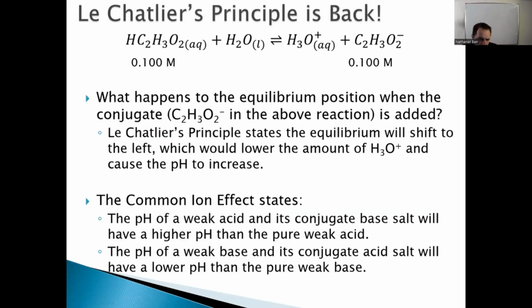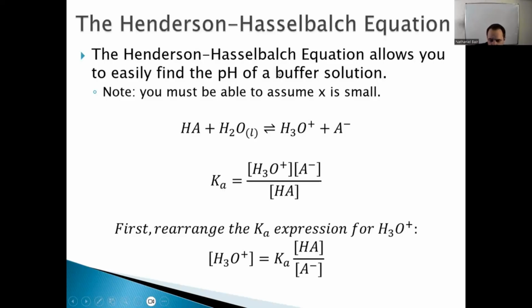Okay, so what will happen to the equilibrium position when that is added? We said it shifts backwards, Le Chatelier's principle. This is called the common ion effect. We're going to go right to the Henderson-Hasselbalch equation. So there is a shortcut that we can take here, ladies and gentlemen, for a buffer. The first thing I want to mention is that you are only allowed to take this buffer shortcut called the Henderson-Hasselbalch equation if you're able to assume that x is small. The Henderson-Hasselbalch equation only works if x is small. And here's how it works.